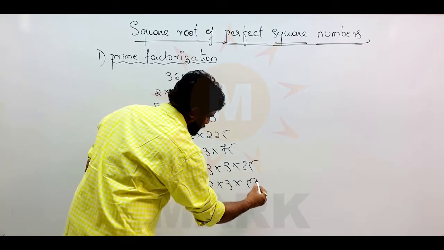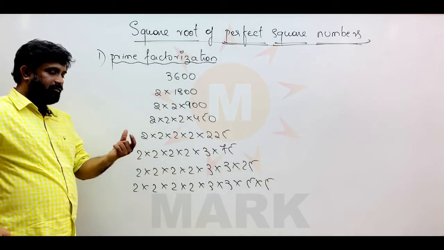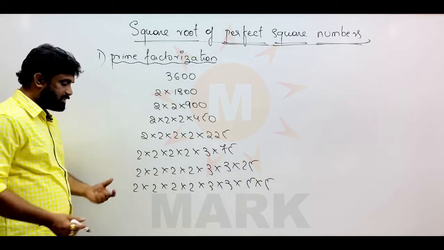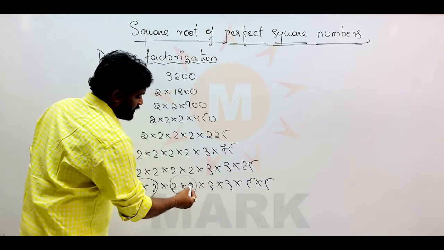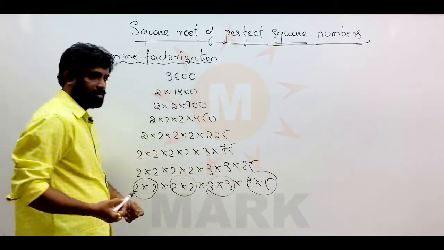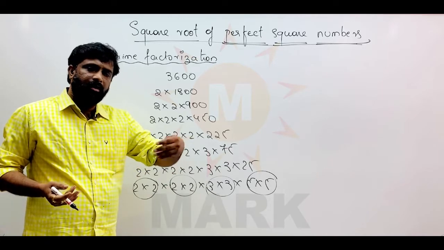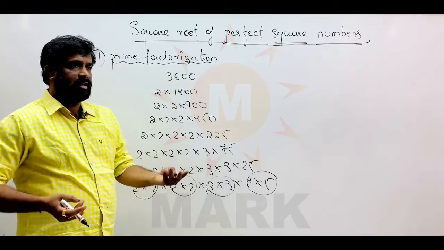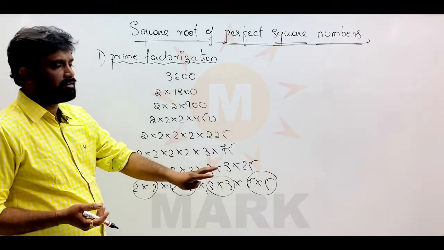So finally we can write it as 2 into 2 into 2 into 2 into 3 into 3 into 5 into 5. If it is a perfect square, every number should be in pairs. See, here is a pair of 2, another pair of 2, a pair of 3 and a pair of 5. Because the meaning of a perfect square itself is a number multiplied by itself. That means definitely that number should be visible 2 times.